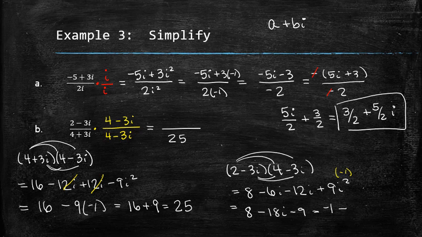I'm going to write that first. And I still have that minus 18i. So negative 1 minus 18i. Again, I'm okay with this as your final answer. Technically, if we're writing it in standard form, a plus bi, we would write it as two separate fractions. So we have negative 1 over 25 and then minus 18 over 25 i.